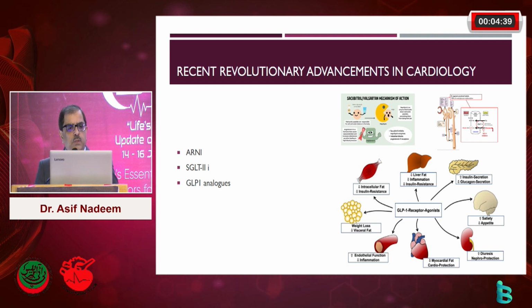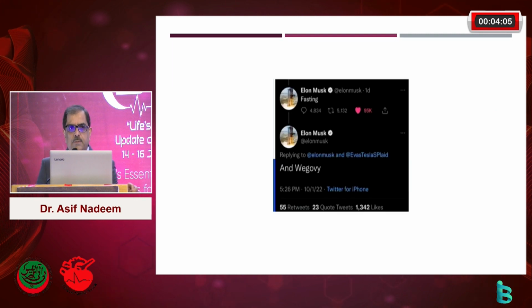So 2020 was the year in which there was a revolution in the treatment of heart failure. We had ARNIs, we had SGLT2 inhibitors. ARNIs revolutionized the treatment of heart failure, and similarly SGLT2 inhibitors revolutionized the treatment of heart failure in diabetic patients. Now this is the third revolution, which is GLP-1 analogs. And these GLP-1 analogs revolutionized the treatment of obesity.